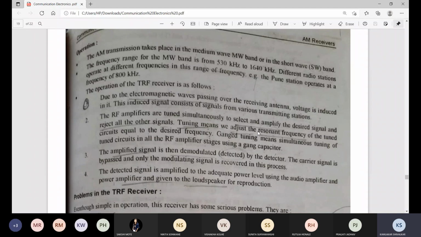Tuning means we adjust the resonant frequency of the tuned circuit equal to the desired frequency. What is the resonant frequency? Resonance चा concept झालेला आहे आपल्याला. When the resonance म्हणजे काय दोन frequency match होत असतील that is called the resonance, and on the electronic side we call it tuning of the circuit.